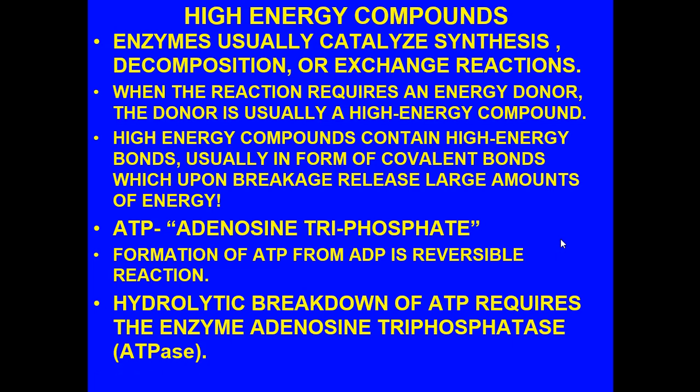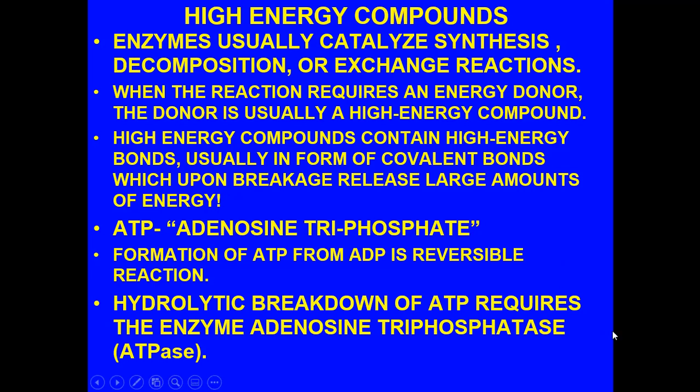Now, I've talked about this. Enzymes usually catalyze synthesis, decomposition, or exchange reactions. When the reaction requires an energy donor, the donor is usually a high energy compound. This is where we're going to get into ATP. The best ones contain high energy bonds, usually in the form of covalent bonds, which upon breakage release large amounts of energy. One of the best molecules known, most common in the body, is adenosine triphosphate. Tri meaning 3. The formation of ATP from ADP, adenosine diphosphate, is a reversible reaction.